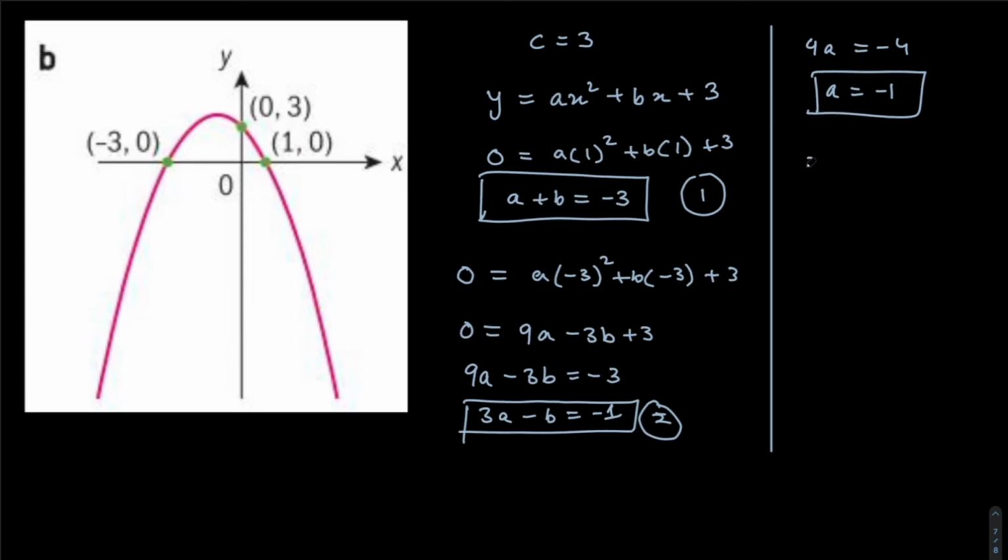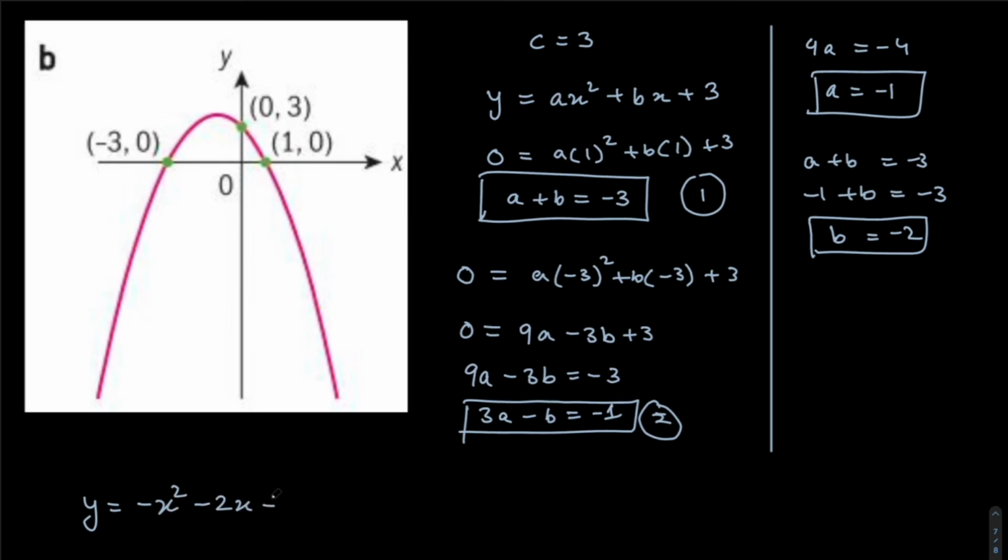I can continue. So a plus b is equal to minus 3, minus 1 plus b is equal to minus 3, b is equal to minus 3 plus 1, which is minus 2. So my final equation comes out to be y is equal to minus x squared minus 2x plus 3. Again, very straightforward, nothing too crazy. Let's move on to the next example.